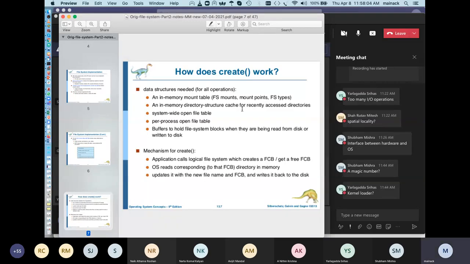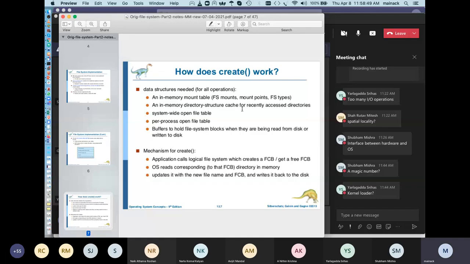And then you also have the system-wide open file table, which contains a copy of the FCB, the inode. To the operating system, the inode is the main representative of a file. You manipulate the inode to do anything with the file. So there is a system-wide open file table which contains pointers to the inodes of the open files, and then there is also a per-process open file table, which gives the pointers to the files opened by a particular process.